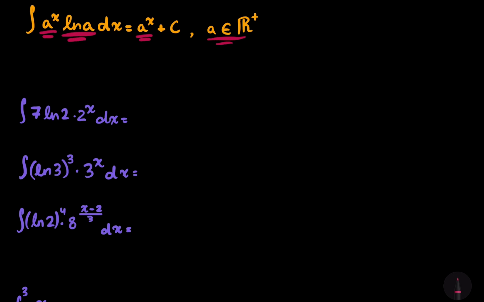And this just directly comes from the fact that the derivative with respect to x of an exponential function a to the x is just equal to a to the x times the natural log of a. And of course, again, a is a positive real number.